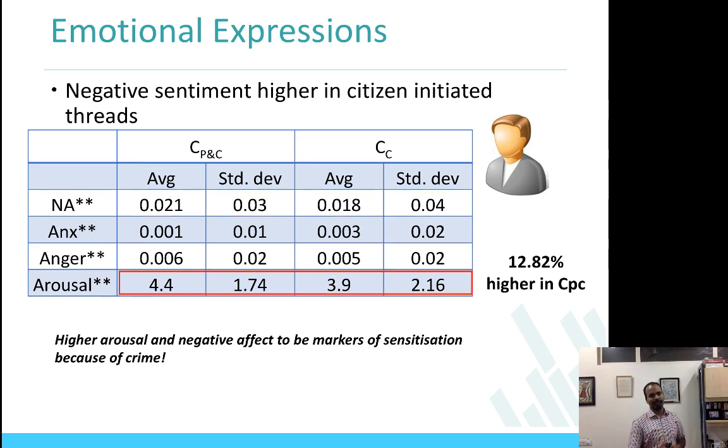And in the third row, we show that anger is also higher in terms of CPC versus CC, which is 0.006 to 0.005. The anger being higher could again be because citizens are expressing their views and they really want to get things done, and they're pushing the police to get things done as quickly as possible. And arousal is of course higher in CPC. Again, when the citizens initiate threads, the arousal is higher because the discussion is more intense, as they want to get things done from police.